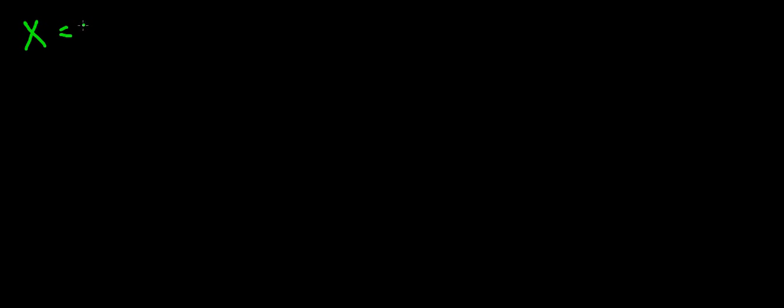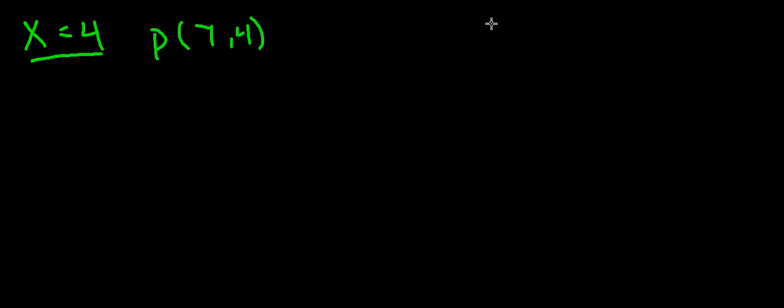So x is equal to 4. And we want it to go through the point, let's say (7, 4). We'll just mix the point up. So right off the bat, there's one key thing we have to notice, and that is that this is a vertical line.